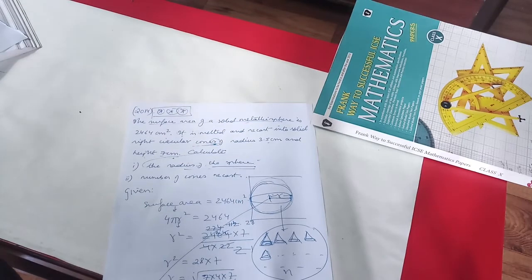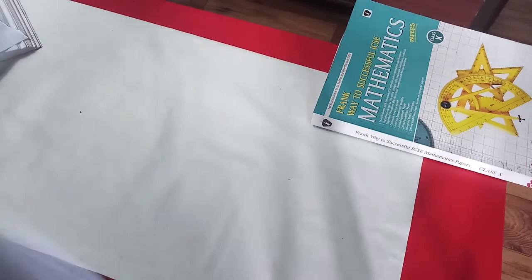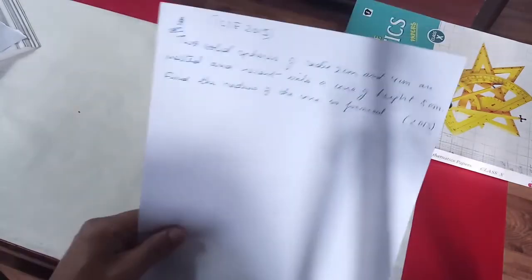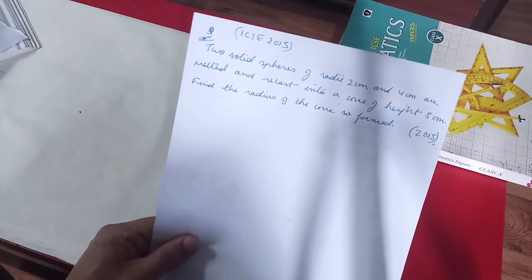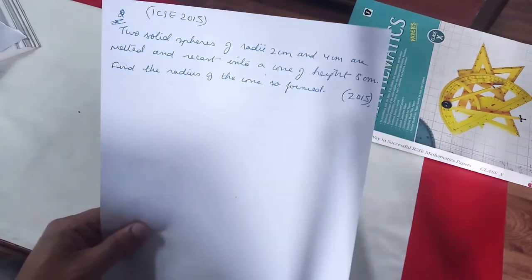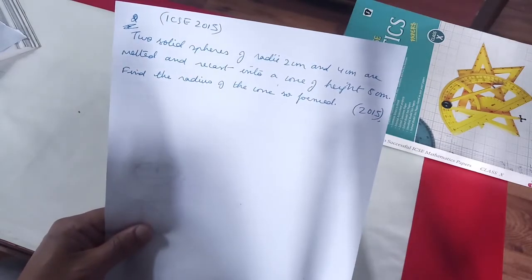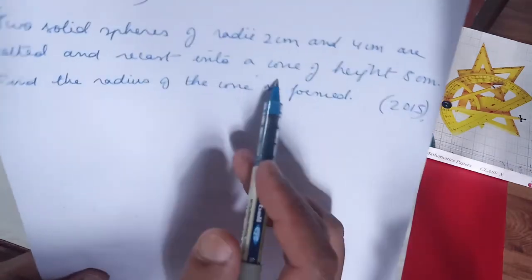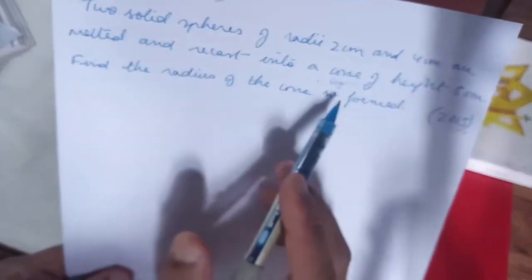So likewise, let me do one more question, that is ICSE 2015. If you read this question clearly, there are 2 solid spheres of radii 2 centimeter and 4 centimeter. Radii means plural of radius. So 2 spheres of different sizes are melted and recast into a cone. So you have made only one cone of height 8 centimeter. Find the radius of the cone so formed.